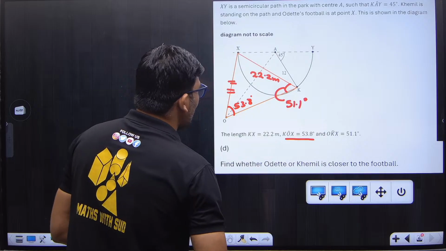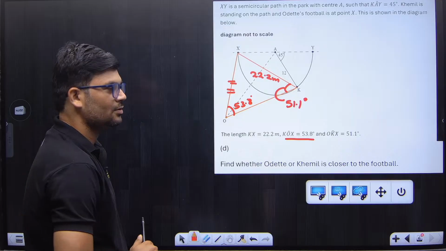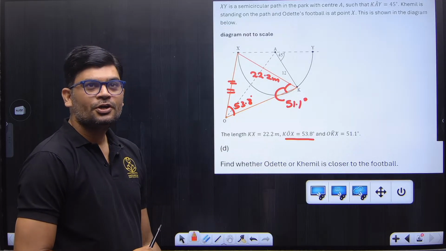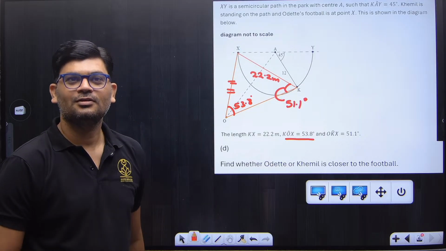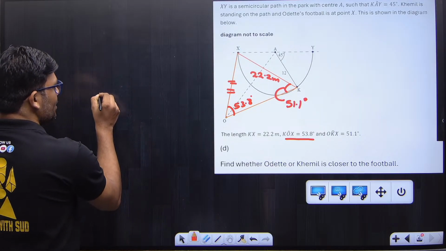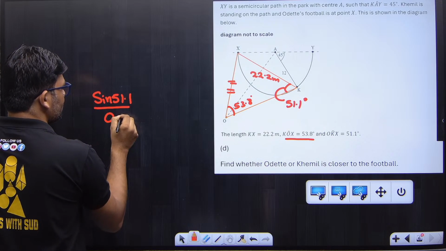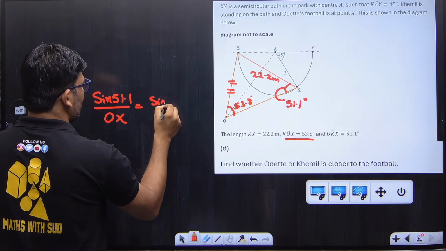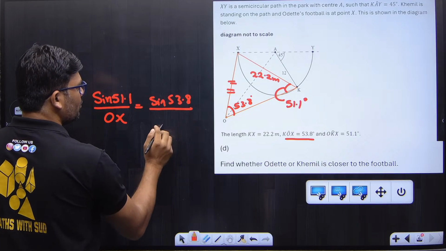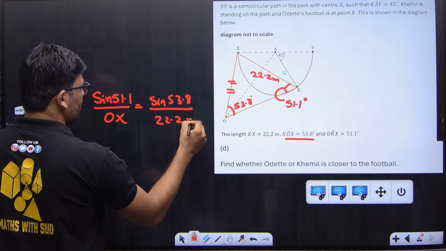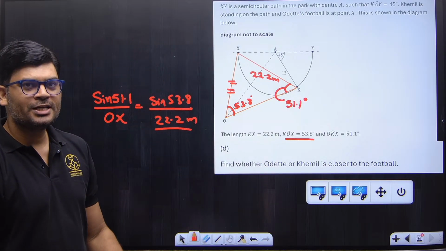Now, can we see that one side and two angles are given to us? So which rule will be used to find this side? Sine rule. Wonderful. So by the sine rule, sine of 51.1 divided by OX is equal to sine of 53.8 divided by 22.2 meter.